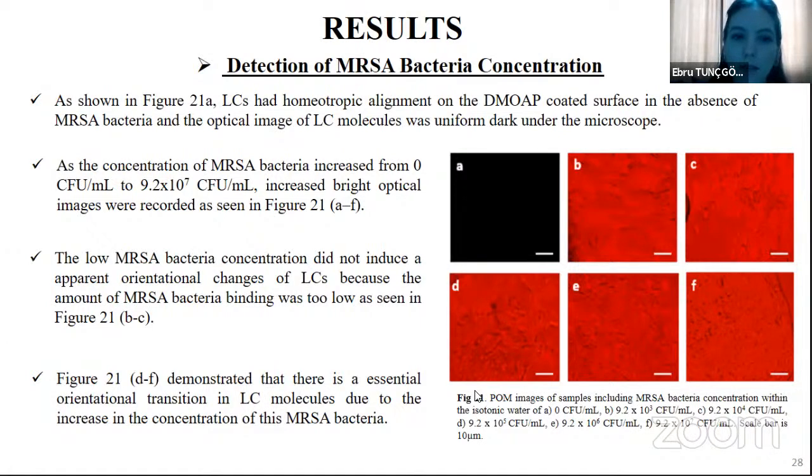The low MRSA bacteria concentration did not induce an apparent orientational change of the LCs because the amount of MRSA bacteria binding was too low, as seen in B to C. Figure F demonstrated that there is an essential orientation transition in the LC molecules due to the increasing concentration of the MRSA bacteria.